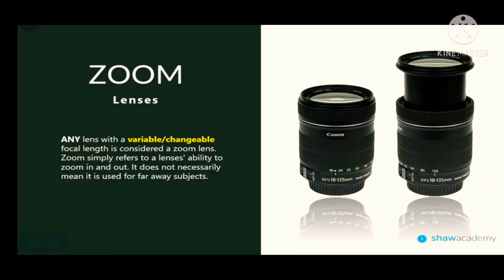As we can see here, displayed on it, we have 18 to 135 millimeters. That means this lens at its widest starts at 18 millimeters, but when we zoom in, by rotating it, it zooms into 135 millimeters and everything else in between.